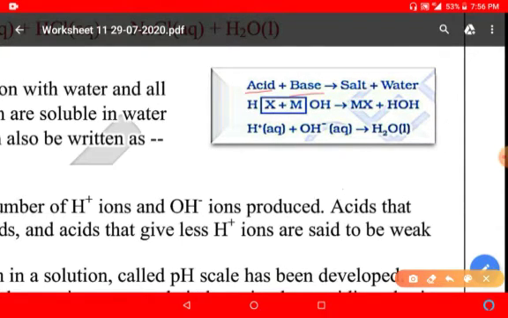Acid and base, when combined together, form salt and water, in which the hydrogen of the acid combines with the hydroxide of the base and forms the water, whereas the metal portion of the base combines with the non-metallic component of the acid.